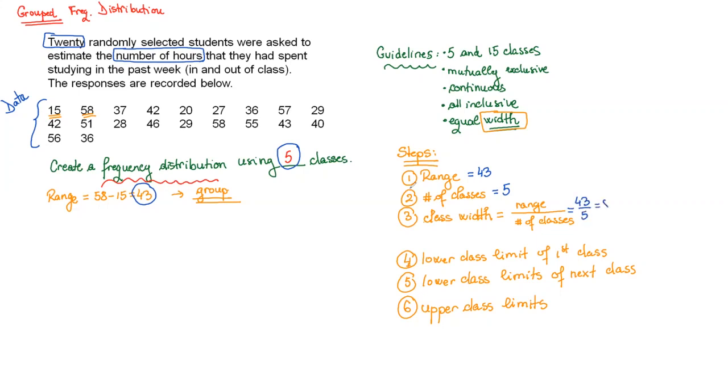And what's important to know about this number, it is a decimal. We will not be using a decimal. We will round up. Rounding up means round to the next integer. So this is a very important rule. And I would say this is a statistical rule.